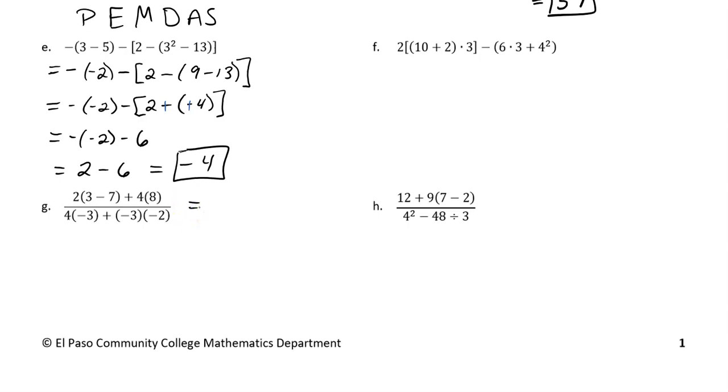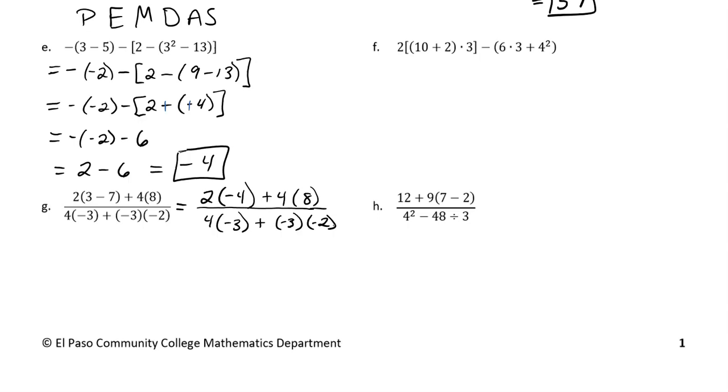We see parentheses, right? I'm looking at this parentheses first, the 3 minus the 7. That operation needs to happen before anything else here. So I'm going to go ahead and write this as a big fraction still. 2 is in the front. 3 minus 7 gives me negative 4. 4 times this 8. 4 times this negative 3. Negative 3 times this negative 2. Looking a little nicer.